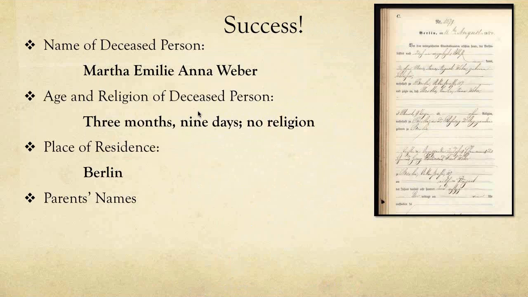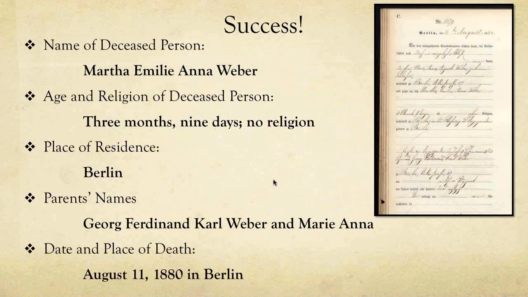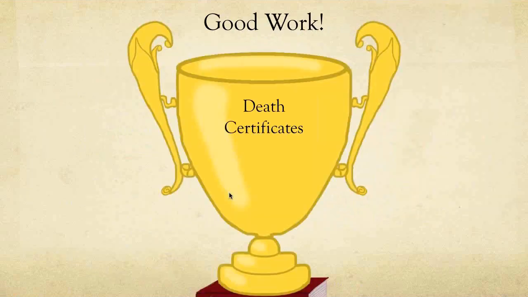That des is a word you'll want to remember for vital records and for church records. It's used all the time to find the relationships. So her parents were Georg Ferdinand Karl Weber, and then the Anzeigende, the declarant, who is listed at the top, Marie Anna. And then the date and place of death by using our am, our on for the date, and our zu, our in for the death. And that was August 11th, 1880 in Berlin. So congratulations, you have now earned your 3 trophies of all your certificates.